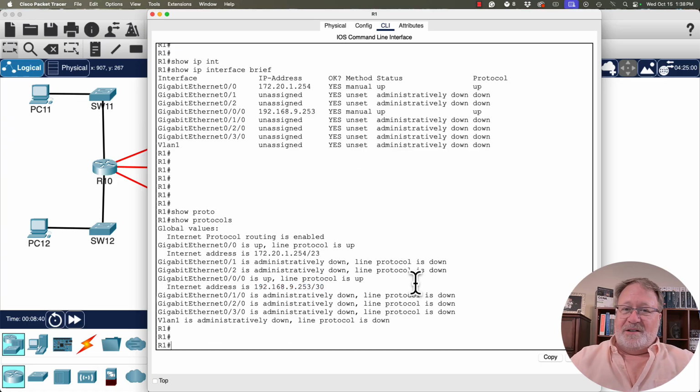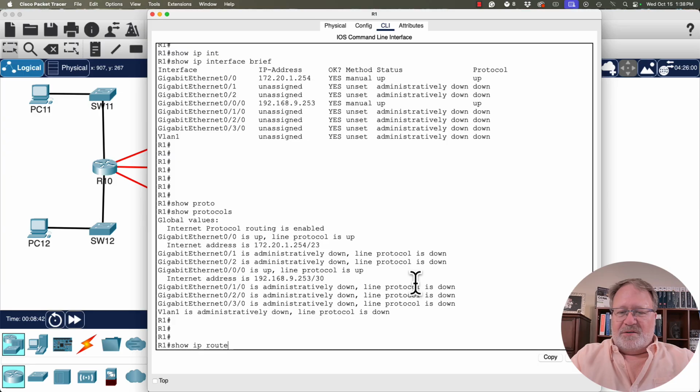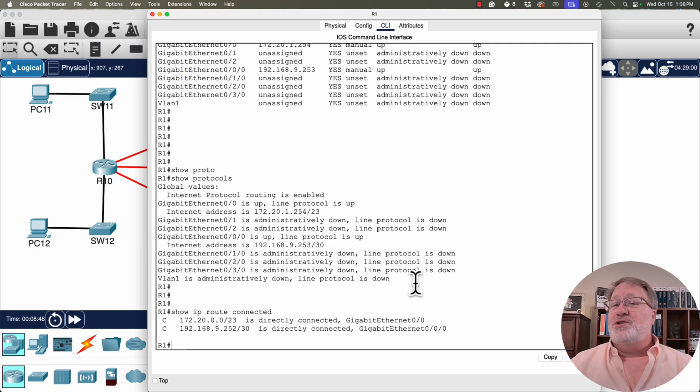The routes are where it's at. So if we do a show ip route connected with two working interfaces configured with IP addresses, we should see two connected routes. Now, the routes show subnets. So here's the first subnet. It's the numerically lowest of the 172.20 subnet IDs. And here we've got the numerically highest of the 192.168.9 subnets listed there as it turns out.